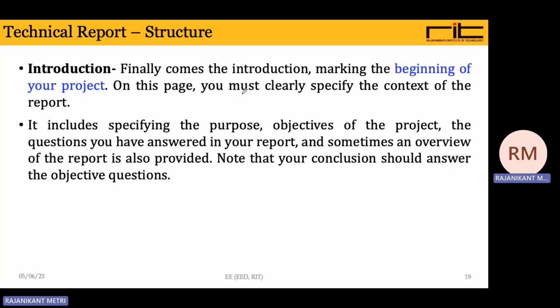Then comes your actual technical work, or the structure of the research work you have carried out. Generally it starts with introduction, and introduction is the beginning of your project work or technical writing. On this page you must clearly specify the context of the report. It should include the background, then the purpose and the literature review you have done, and from that you have identified the gap and what the objectives of this project are.